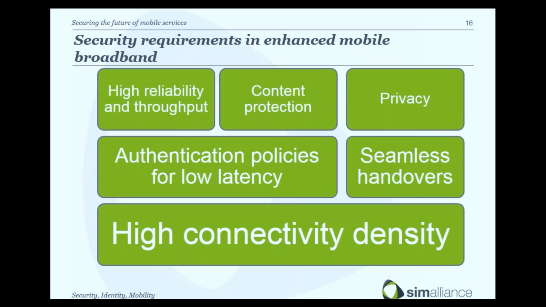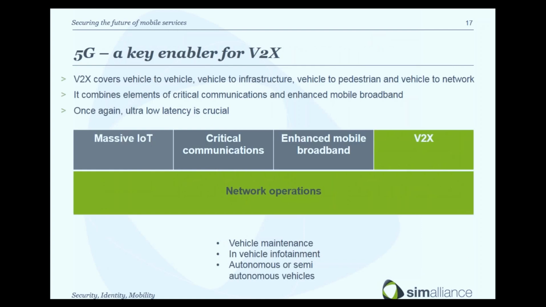Security requirements in enhanced mobile broadband will closely echo those of network operations, as well as having factors in common with other segments, so there's no need to go into repetitive detail here. V2X covers vehicle-to-vehicle, vehicle-to-infrastructure, and vehicle-to-anything communications. It combines elements of enhanced mobile broadband and critical communications, in particular the latter's requirement for ultra-low latency.